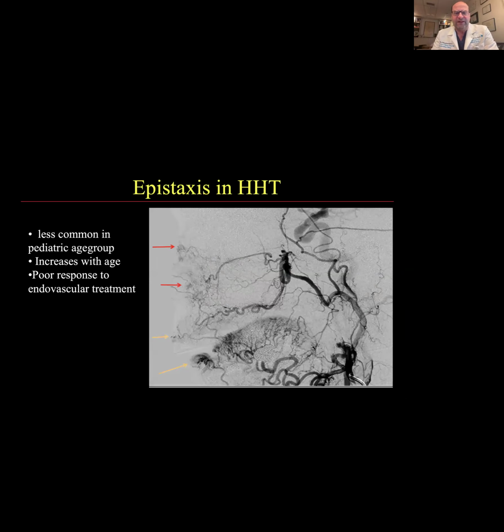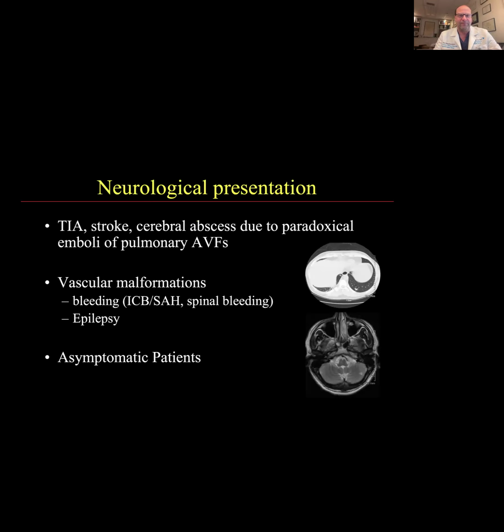Nosebleeds related to HHT are related to these telangiectasias that you can actually see very nicely here in the injection of the artery that goes towards the nose. This is the internal maxillary artery, and here are different sphenopalatine arteries that are supplying the nose. And the cause of nosebleeds are this tangle of vessels that are present here within the mucosa that are more prone to hemorrhage. We will not speak too much about epistaxis today, as the main topic will be the brain AVMs.